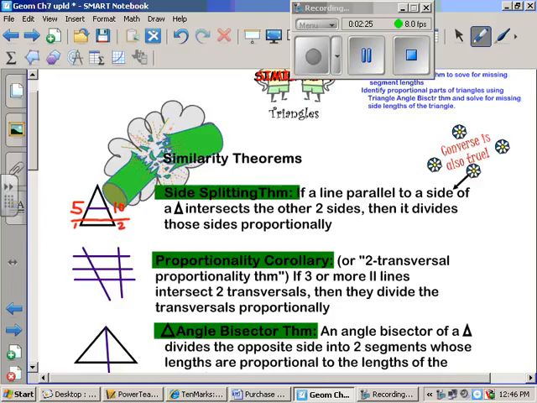The two-transversal proportionality theorem kind of goes with this one, but I like the two transversals in the name because it helps you remember what it's talking about. So the two-transversal proportionality theorem says if you've got 3 or more parallel lines that are intersected by 2 different transversals, then they divide those transversals into proportional pieces, not equal, proportional.